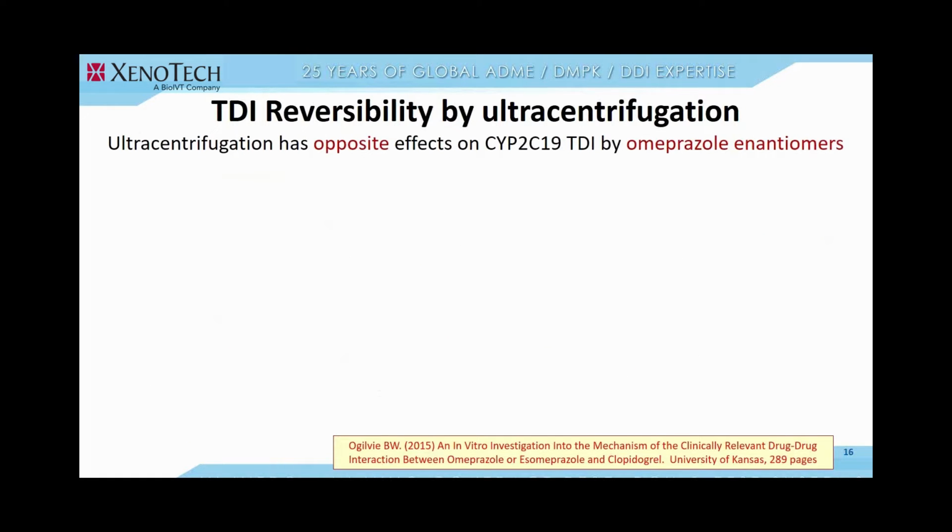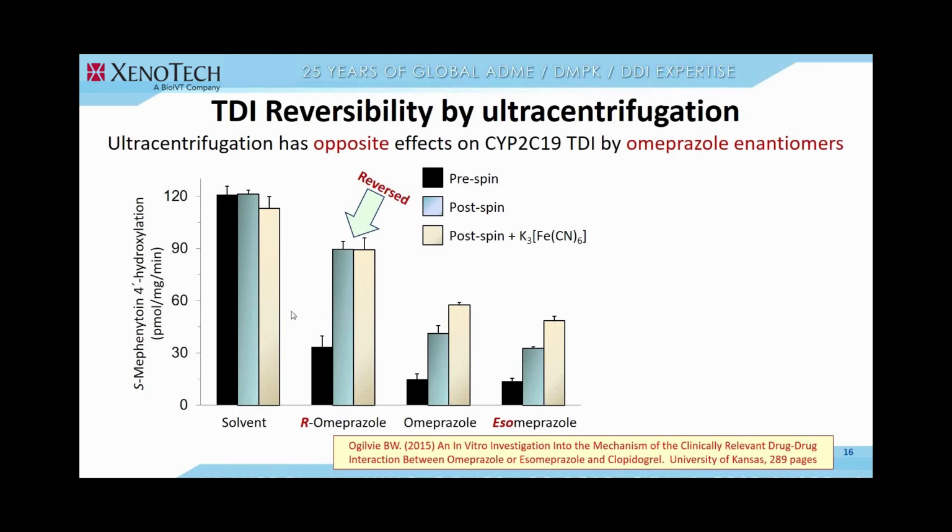So another interesting example is when you have opposite effects on CYP2C19 time-dependent inhibition by omeprazole enantiomers. This is work I performed around 2015, showing this data a little bit differently. So I've got pre-spin, post-spin, and then post-spin plus potassium ferrocyanide. But again, you can see the solvent control is essentially doing nothing. R-omeprazole, we see some direct inhibition.